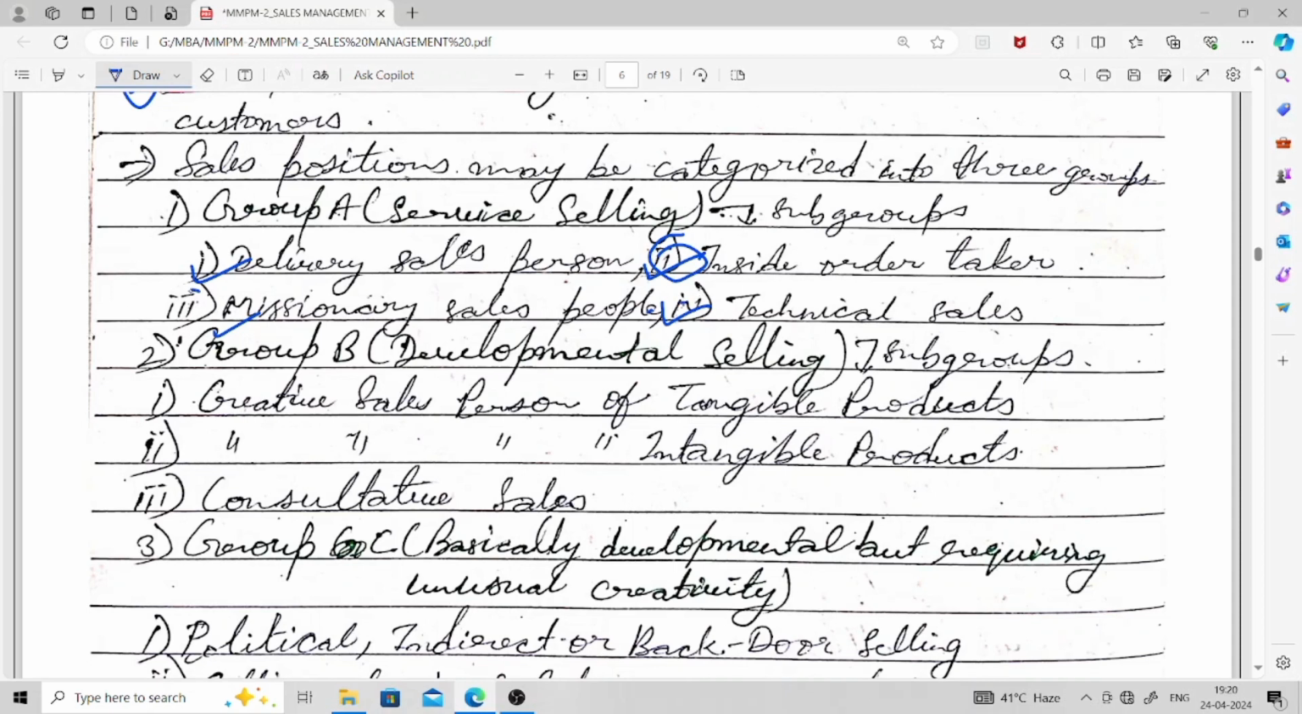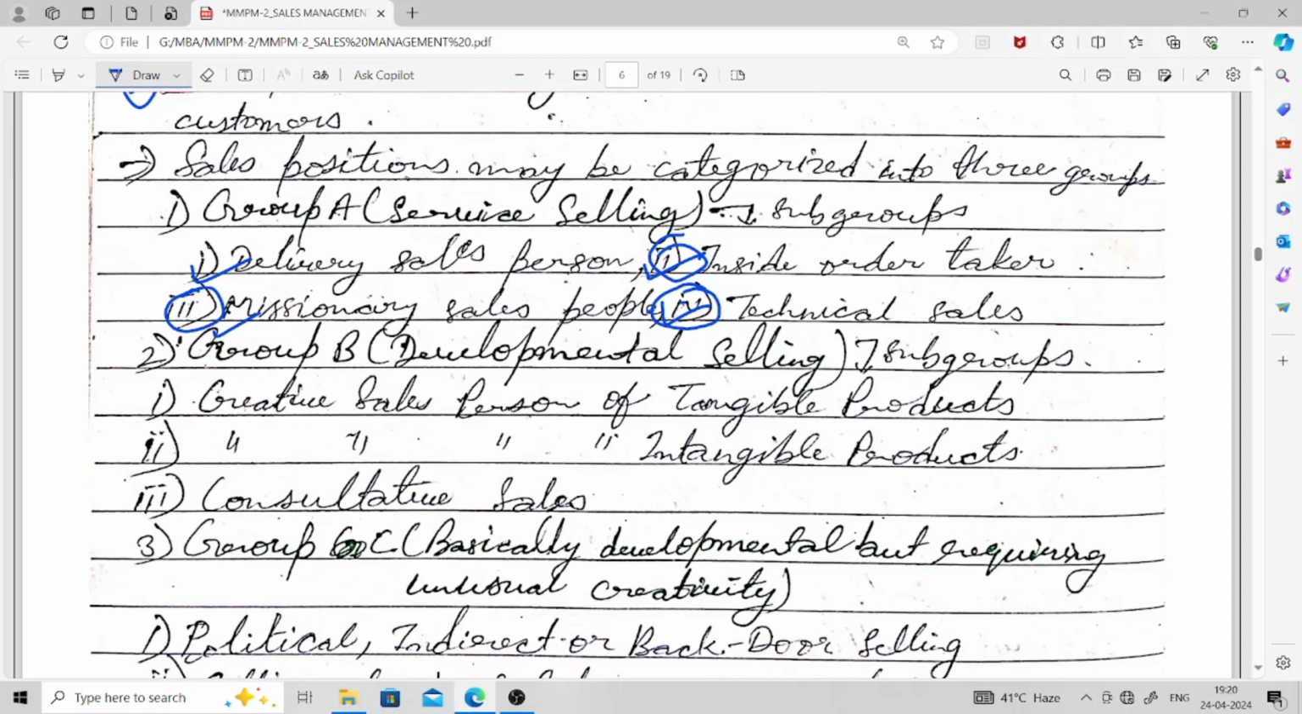Then the third one, missionary salespeople. They only provide information to the consumer. And the fourth one is technical sales. In this, complex products or services are sold, and technical help is also provided to the final consumers.